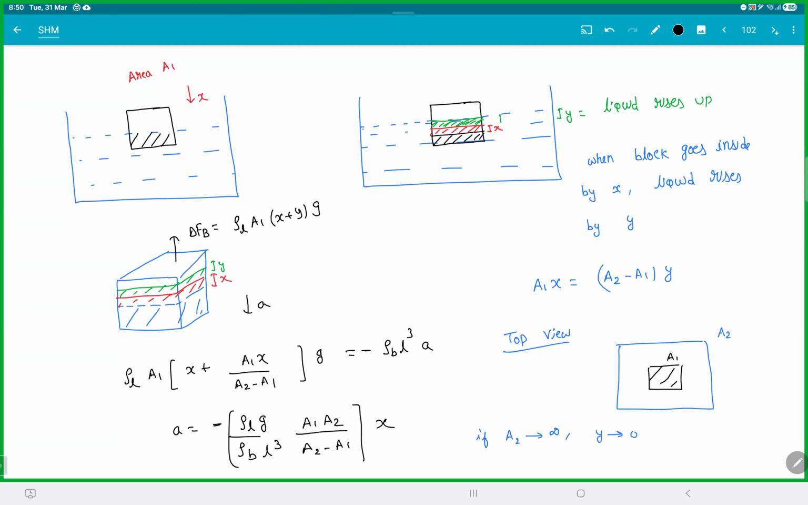So that's it. The main thing in the question is to realize that when you push the block inside, the liquid also rises up. So the net buoyancy force will be X plus Y times the buoyant force, not only X. So when they give you the base area of the container, you have to be careful with that.